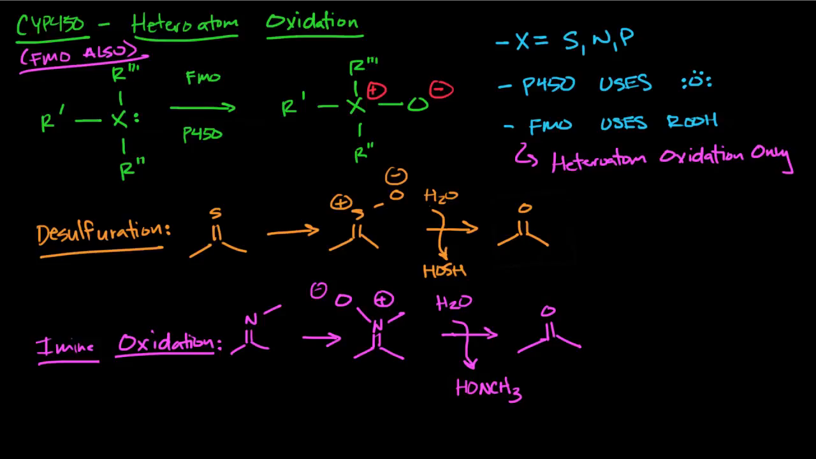Okay, so let's go ahead and deal with the second major reaction that CYP450 does, and that is heteroatom oxidation. This also isn't exclusive to CYP450. There's another enzyme called FMO that can accomplish the exact same thing. So heteroatoms we can do. X is our heteroatom right here, and this is going to be sulfur, nitrogen, or phosphorus.